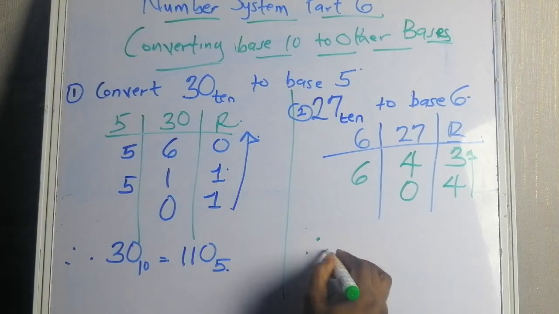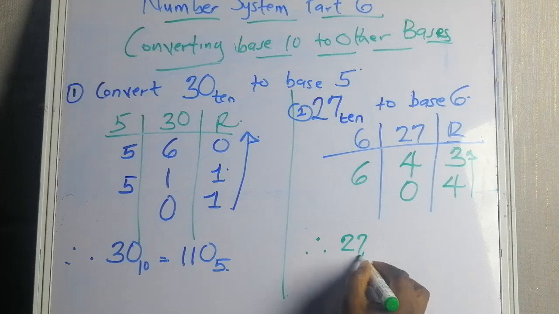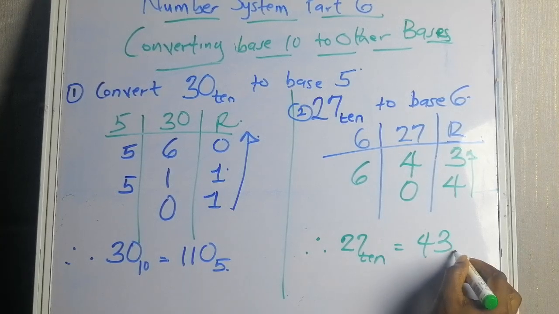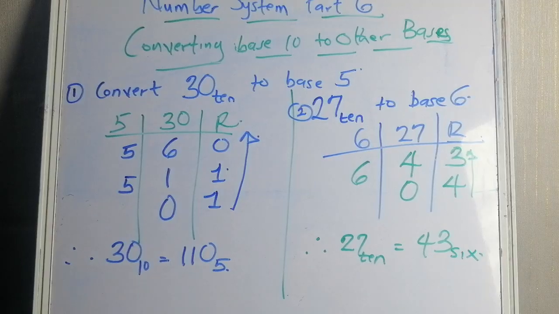So it means, therefore, 27 base 10 is equal to 43 base 6. So it's as simple as that. So this is conversion from base 10, converting base 10 to other bases. So you can see that this is straightforward now.